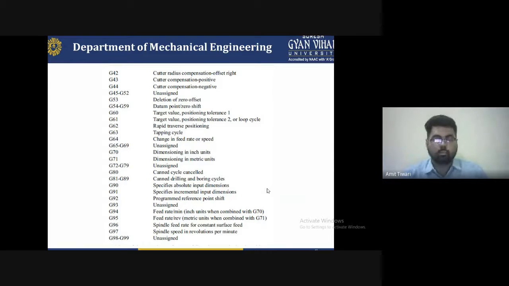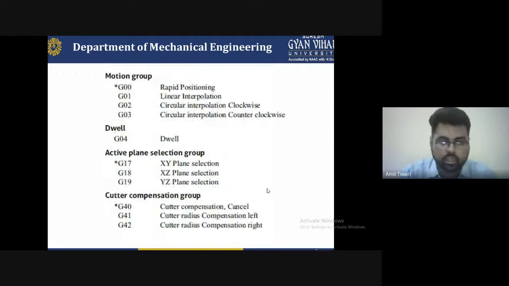So these are some codes which help us maintain the right program and make it easy to understand the requirement. So there's the motion group. In the motion group, it basically indicates G00. G00 means rapid positioning, G01 means linear interpolation.